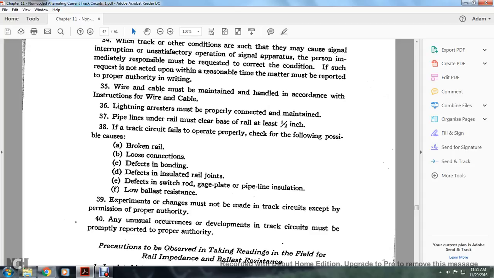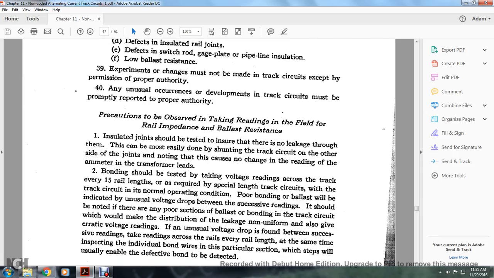40. Any unusual occurrence or development in track circuits must be properly reported to the proper authority. What are the precautions to be observed in taking and reading the field measurements of rail impedance and ballast resistance? 1. Insulated joints should be tested to ensure that there is no leakage through them. This can easily be done by shunting the track circuit on the other side of the joints, noting that this causes no change in the reading of the ammeter in the transformer leads.